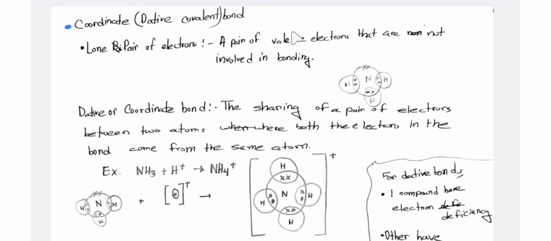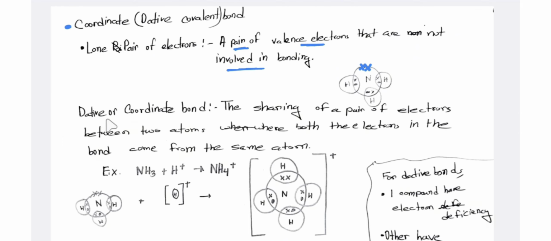So what is a lone pair of electrons? A lone pair of electrons means a pair of valence electrons that are not involved in bonding. For example, for this compound ammonia, we can see that these two electrons are not involved in bonding. So this is the valence electron and this is the pair of valence electrons that is not involved in bonding.